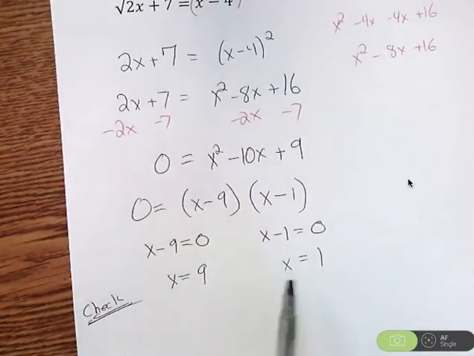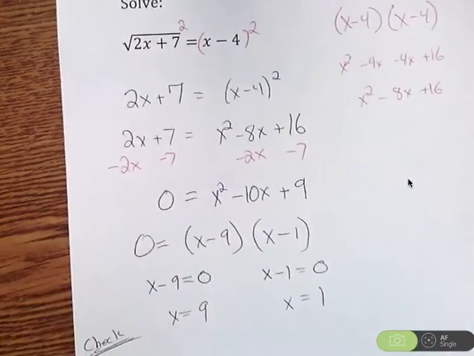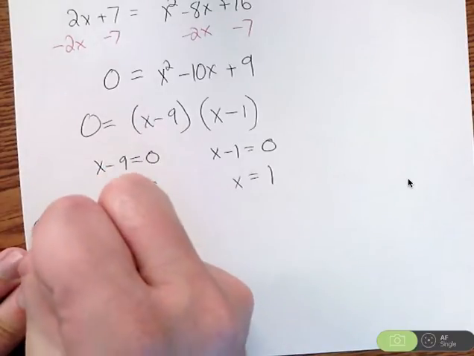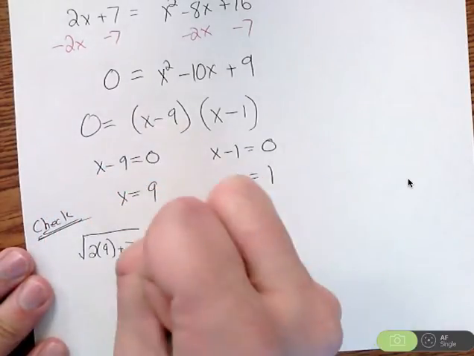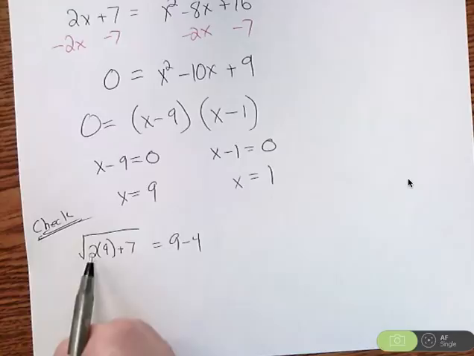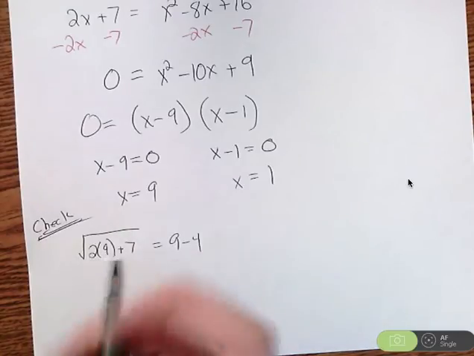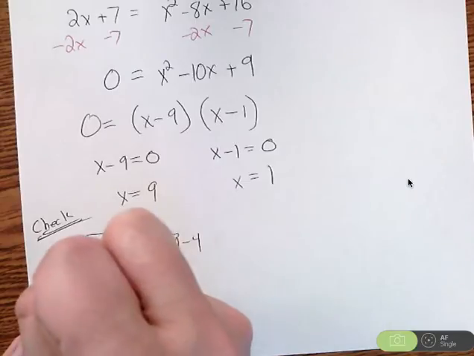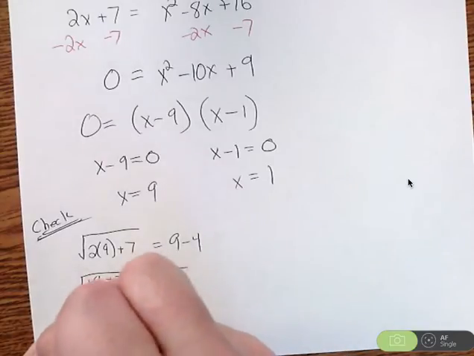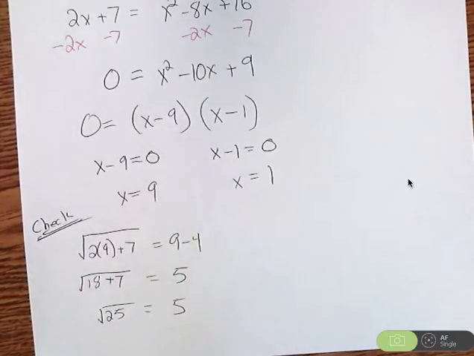I'm going to take each of them individually, plug back into the beginning and make sure it works. I'm going to start with the 9. From the original problem, I would have the square root of 2 times 9 plus 7 equals 9 minus 4. Inside I have 2 times 9, which is 18, so 18 plus 7. Over here, 9 minus 4 is 5. 18 plus 7 is 25, so I have the square root of 25 equals 5. The square root of 25 is 5, so I have 5 equals 5, that's good to go, and I know x equals 9 works.